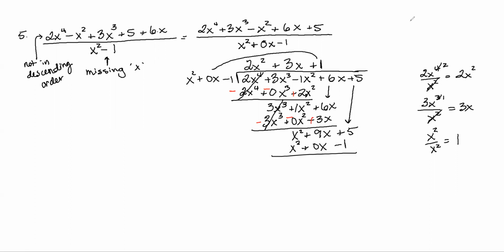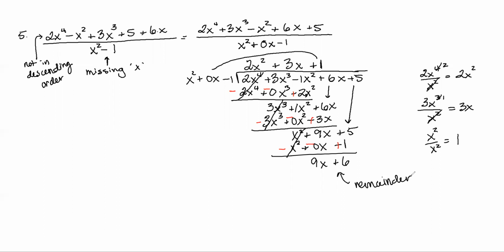Change all of the signs, so minus, minus, plus. First terms cancel. 9x minus 0x is still 9x. 5 plus 1 is 6. Now, there are no other terms to bring down, so this is our remainder. It looks a little different because it has an x in it. That's perfectly fine. Remainders sometimes have x's, sometimes they're just constants.